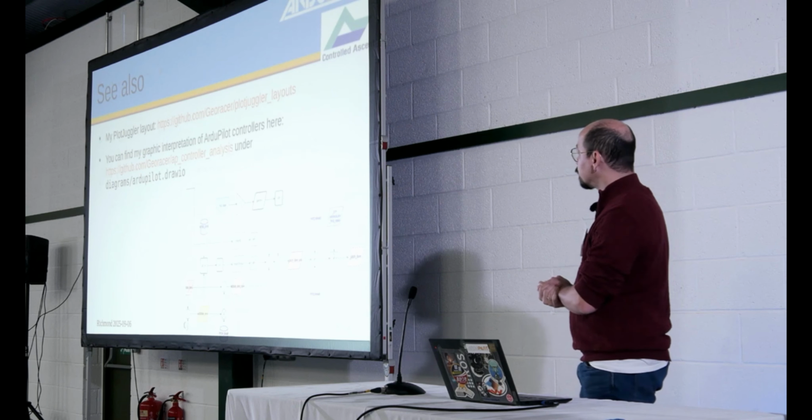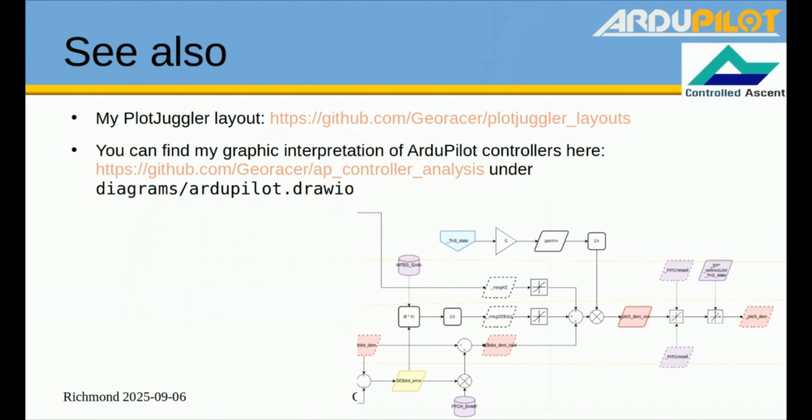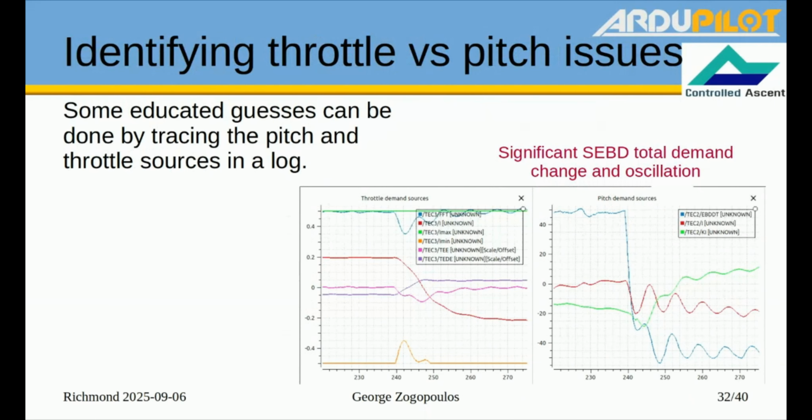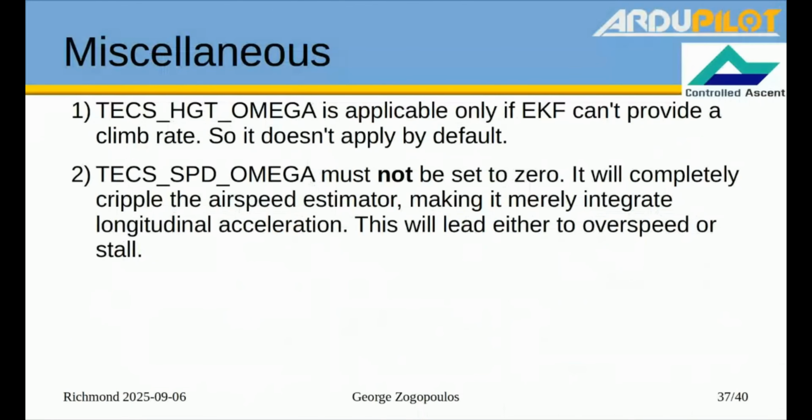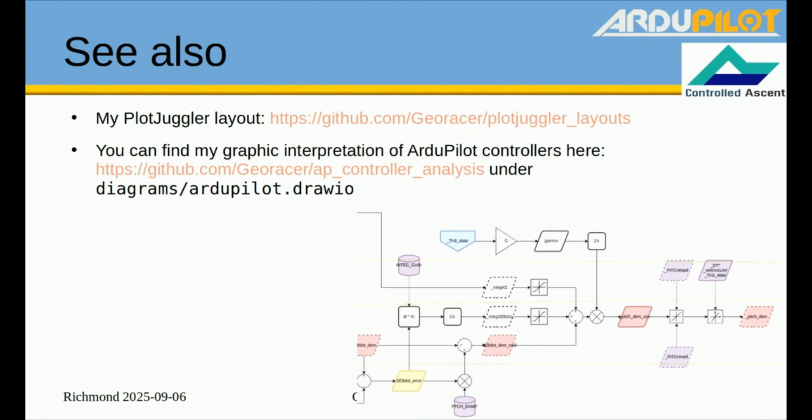To leave you off, all of those graphs you saw before, such as this one and this one, are made with PlotJuggler. It's a plotting tool, and my layout can be found in the first link up there. You can load the log, load my layout, and get those graphs. And I also maintain a Draw.io set of diagrams where I try to make abstracts of ArduPilot controllers and other relations. And I have also tried to make an abstract of the TECS controller, and you can find this in the second link.